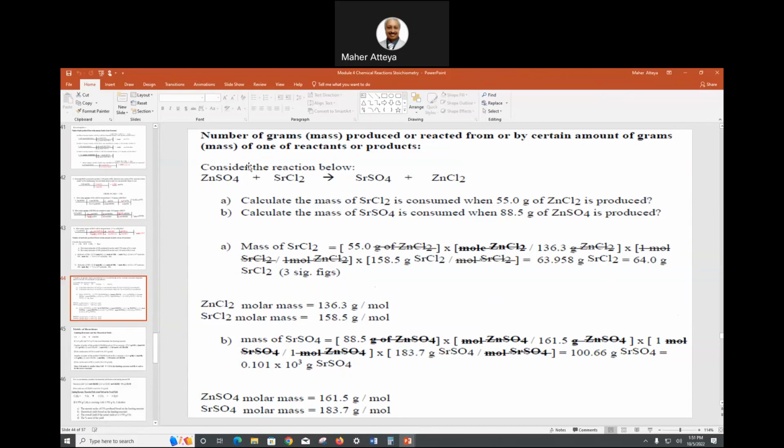Then you look at the molar ratio. The top of the molar ratio is always whatever is asked, the molecules asked, reactant or product. The bottom is the one given to you, so you can cancel. Then you multiply by the asked compound's molar mass to get the number of grams. So that's the four steps.